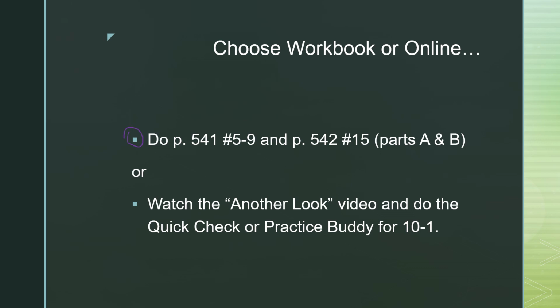But if you're going to work online, you can watch the Another Look video and do either the Quick Check or Practice Buddy for 10-1. Of course, you can do both Quick Check and Practice Buddy if you wish.